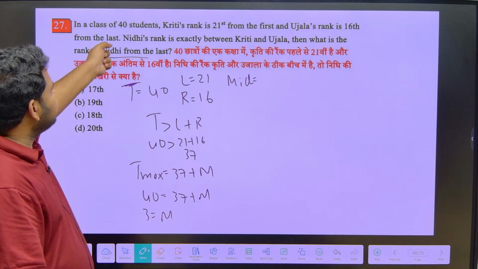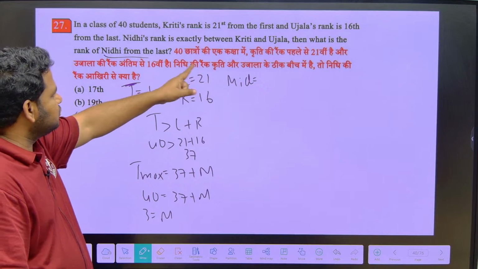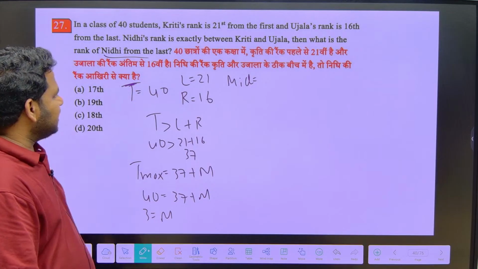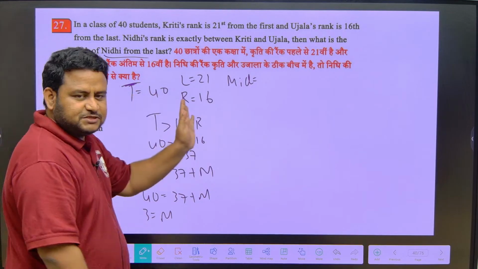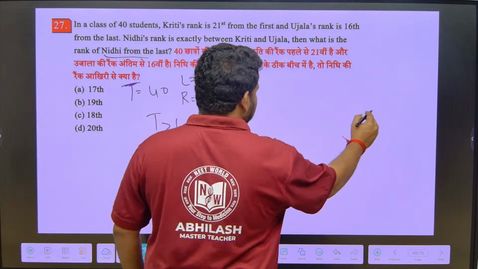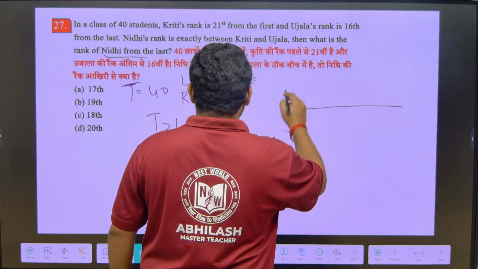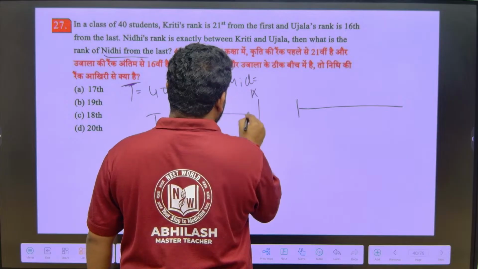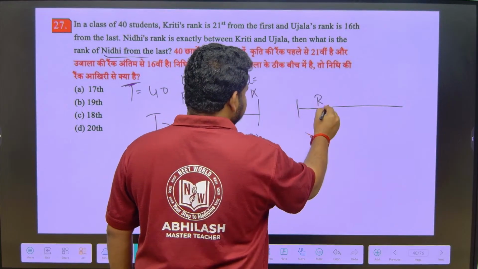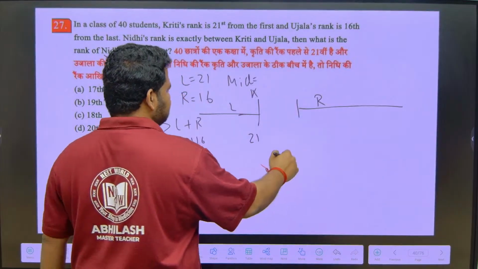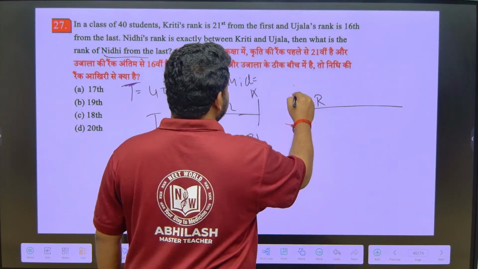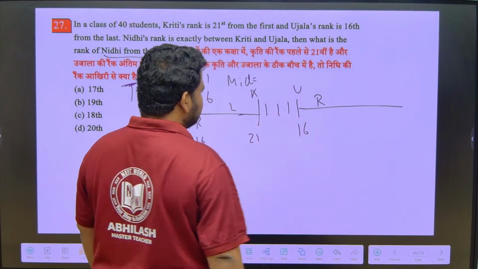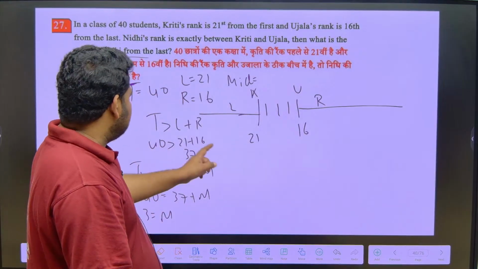Now Kriti is 21st from the first and Ujjala's rank is 16th from the last. They are asking, what is the rank of Nidhi from the last? From the last means we have to find the rank from the right side. This is Kriti, whose rank is 21st from the start, that is from the left. From the right side means from the last, and Ujjala's rank is 16. Between them there are 3 persons, that is 1, 2, 3.